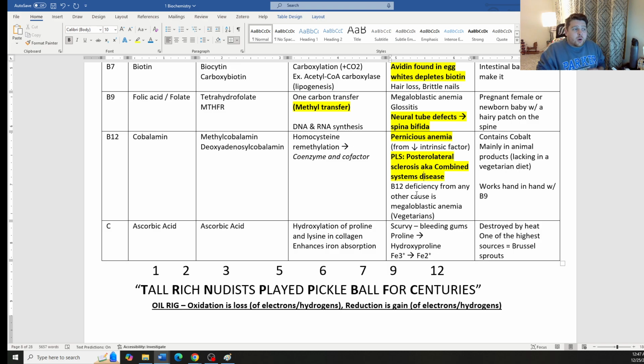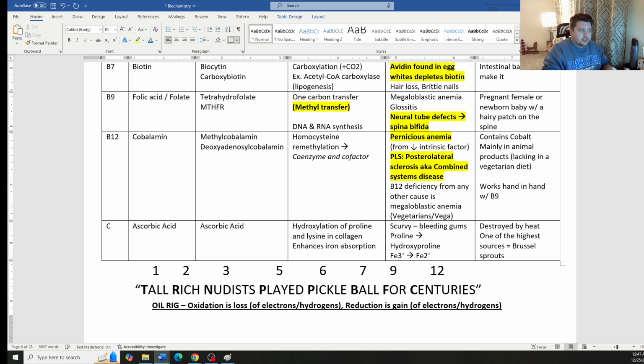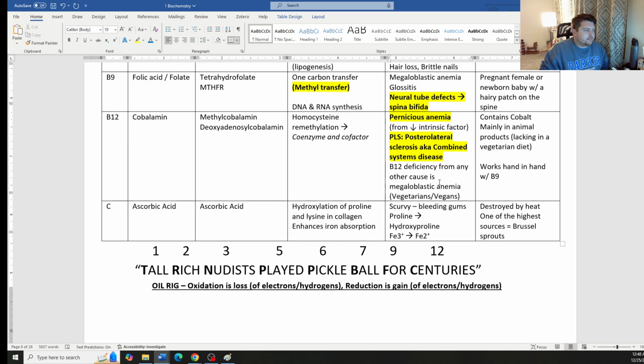So a B12 deficiency from any other cause is megaloblastic anemia, especially with vegetarians or vegans. Most commonly, that's what they will throw in there. They have a vegetarian or a vegan diet, and they're having some issues with movements. They'll throw in the PLS type symptoms, and that's going to be a lot of our B12 stuff.